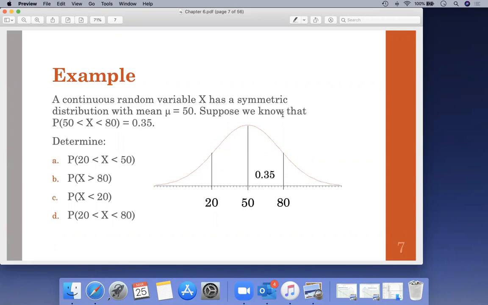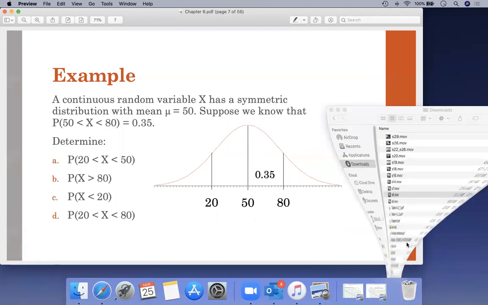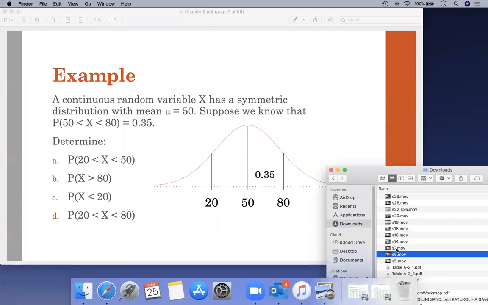Now suppose we know this value. What is this? The probability of x values in between 50 and 80. Probability means the corresponding area. So what is this area? It's 0.35. We have that information. Now you have to determine these 4 parts. We have A, B, C, D, 4 parts. I will show you how to do those 4 parts.